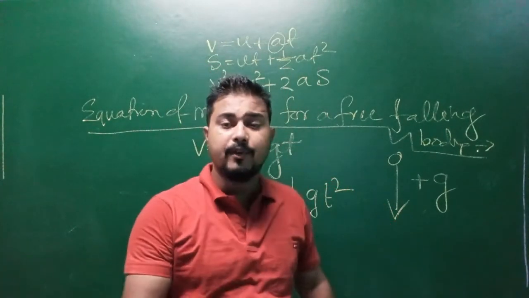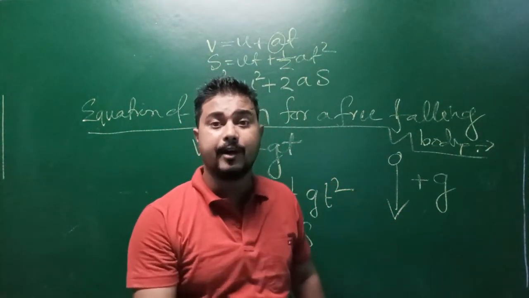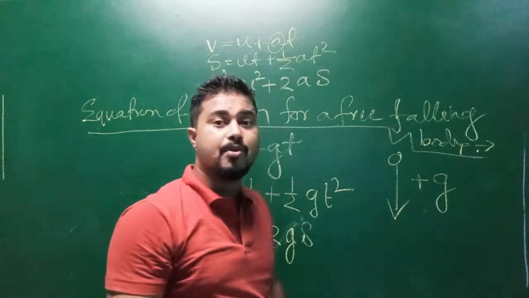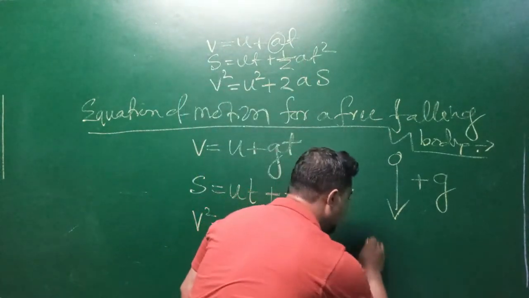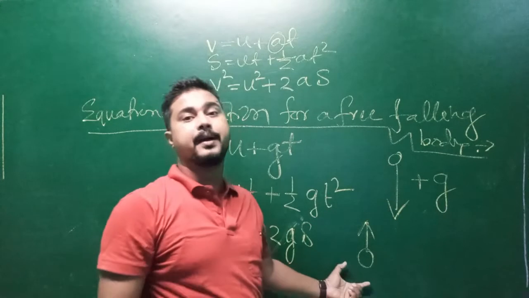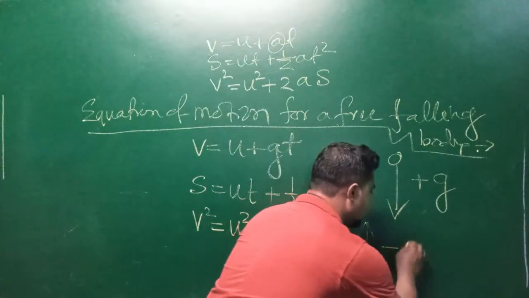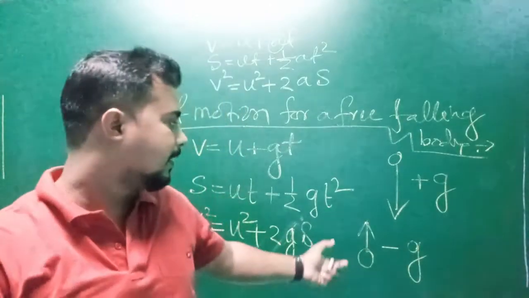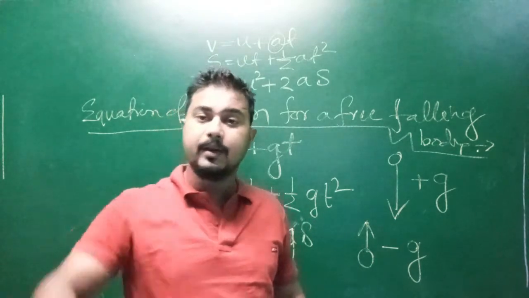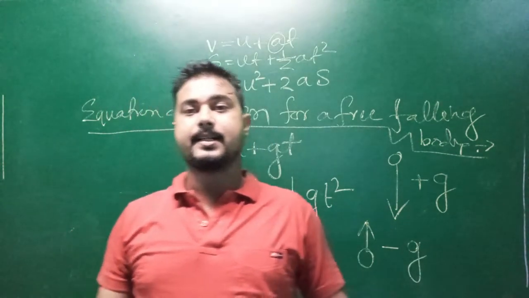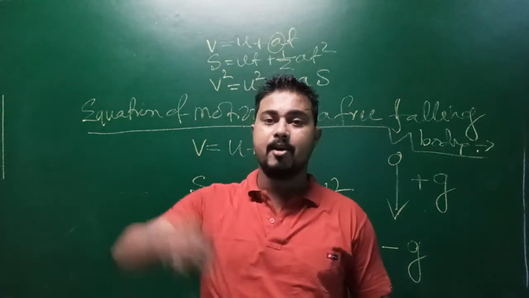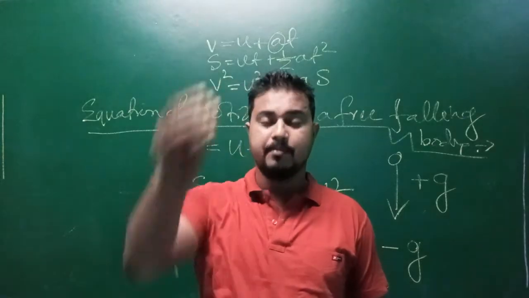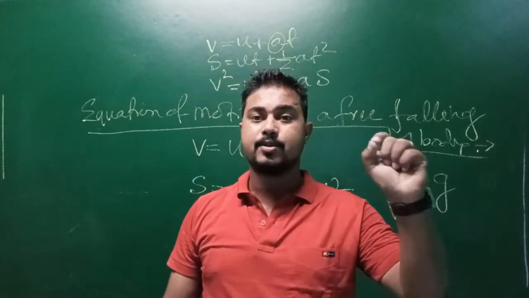Okay, now if we throw a body vertically upward, then for a body thrown vertically upward, g is considered as negative. In simple words, we can say that for a free falling body small g is positive, and for a vertical projectile small g is negative.